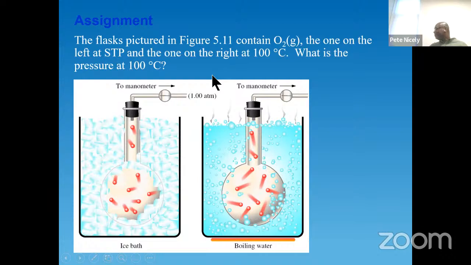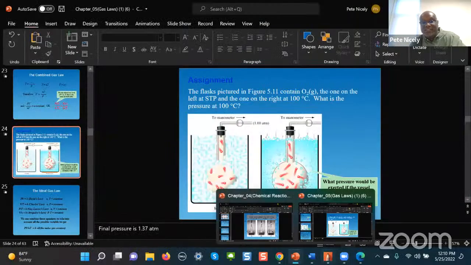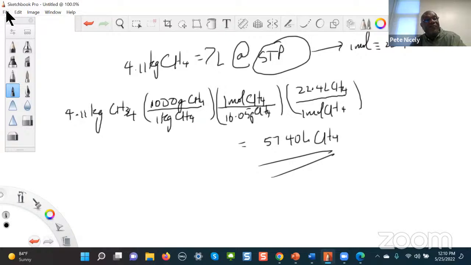So let me deal with this. This question talks about 2 flasks, or actually the same flask containing oxygen. Over to the left, the flask is placed in an ice bath. Over to the right, the flask is placed in boiling water. And the question says, what is the pressure for the flask on the right? So let me go to my writing software here.